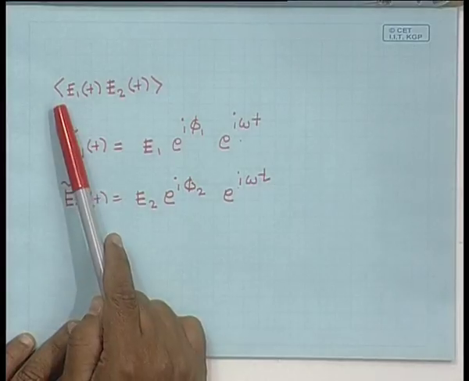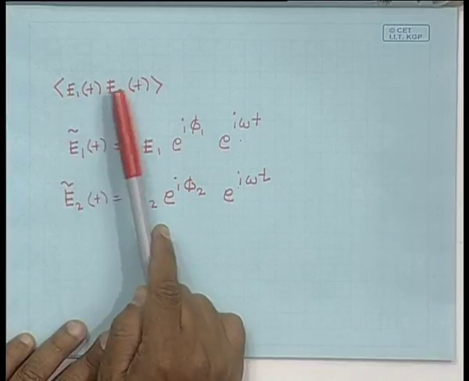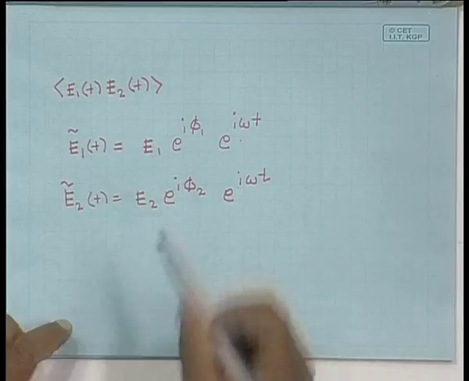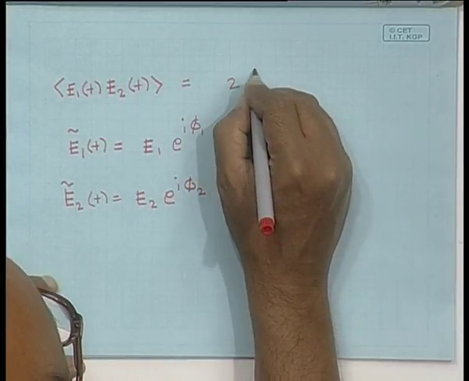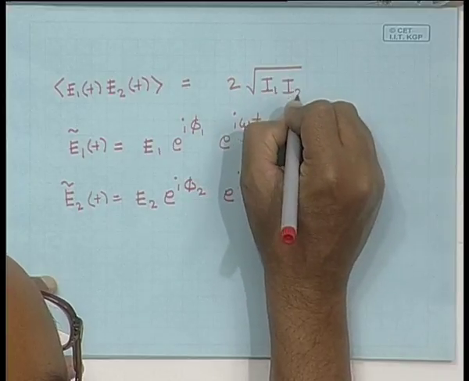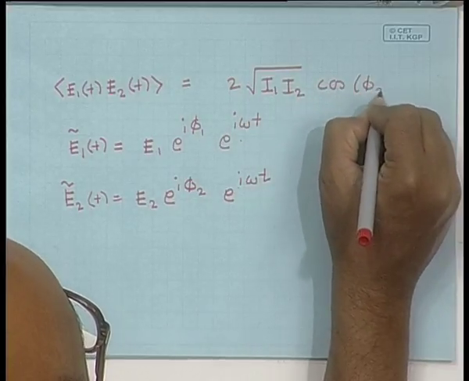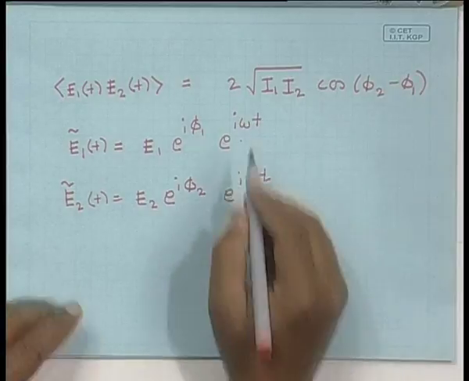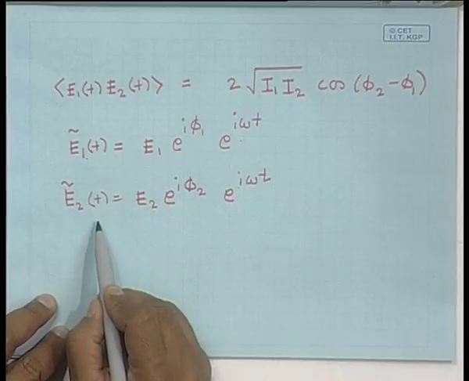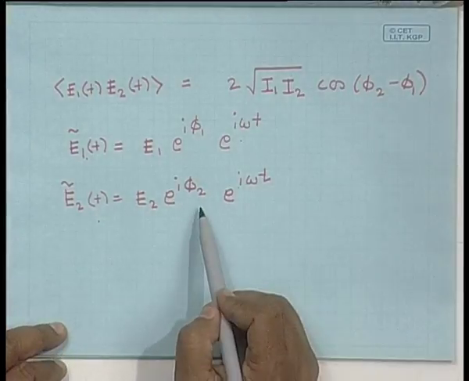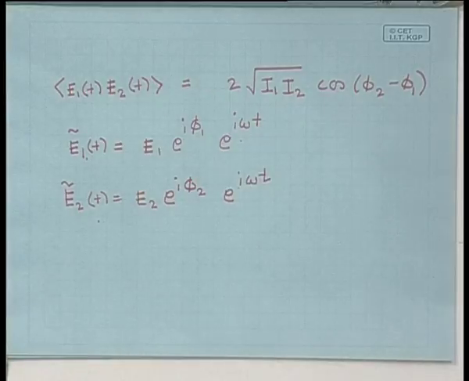Let me recapitulate again what we had assumed. We had assumed that E1 and E2 are both perfectly sinusoidal oscillations of the same frequency omega, which allows us to write E1 and E2 in this form, and then we can calculate the time average of this product E1 E2, and this is 2 root I1 I2 cos phi 2 minus phi 1, where I1 is the intensity of this wave, I2 is the intensity of this wave, phi 2 is the phase of this wave, phi 1 is the phase of this wave.